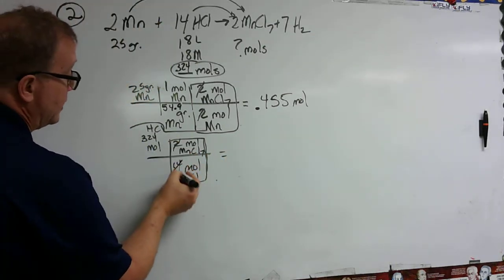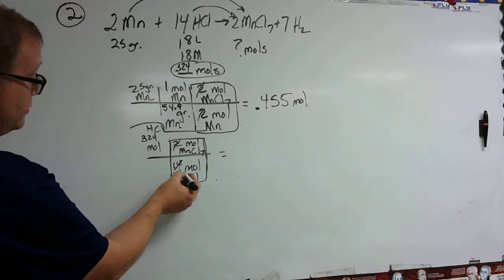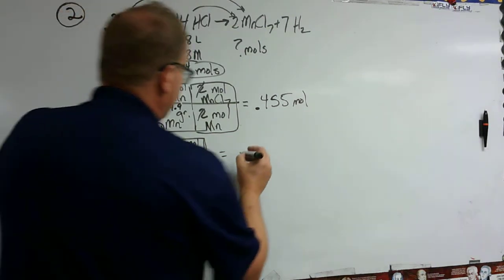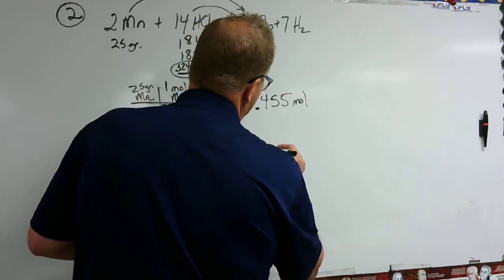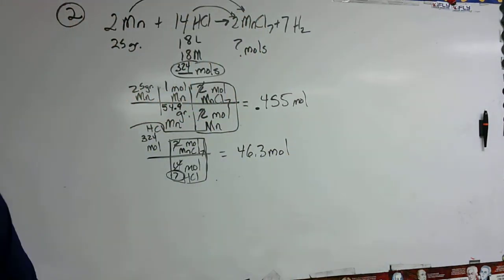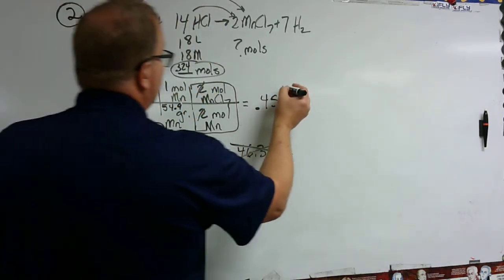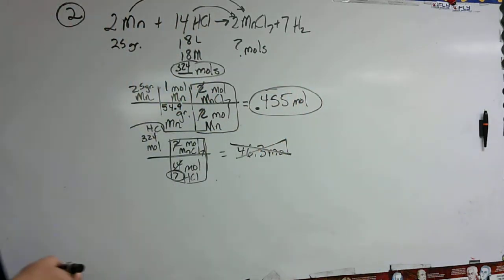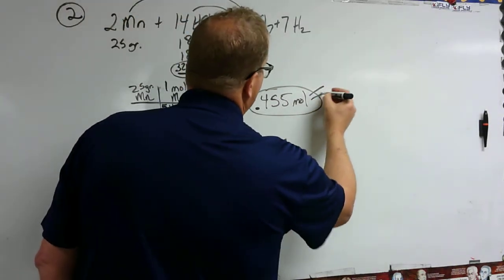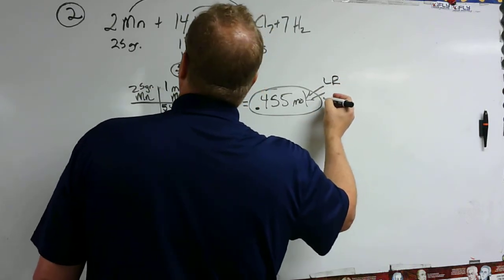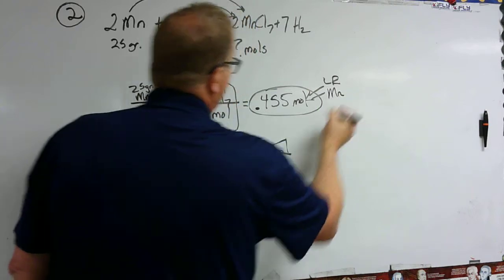Now again, I can cancel out stuff, divide them both by 2, and I got 324 divided by 7. So you can already tell that we have one that's extremely high, and we know that that one at the bottom is from my excess. So I'm not going to use this one. I'm going to use this one. So my answer for how many moles of Mn7 are produced is going to be this, and it's going to be my limiting reactant, which is going to be manganese.